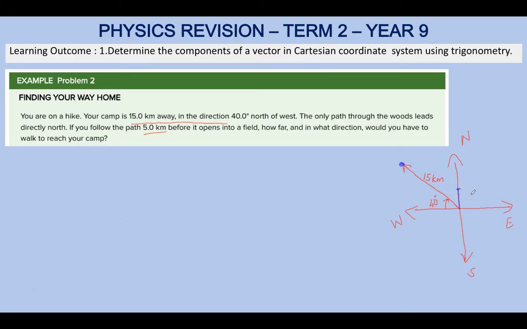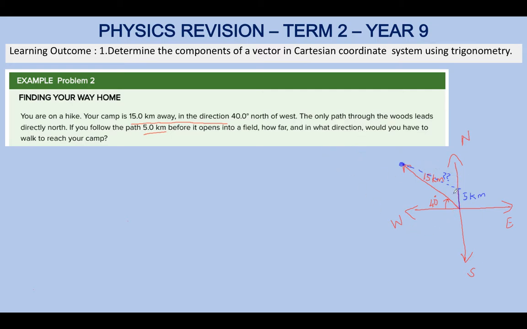So here you're walking 5 kilometers before it opens into a field. Then you can walk in this direction. Till 5 kilometers you don't have an option, so you're walking up north. How far and in what direction would you have to walk to reach your camp? So you need to find out how much more you need to walk to reach this destination, right? So that's the distance, the magnitude, and the direction you need to find out.